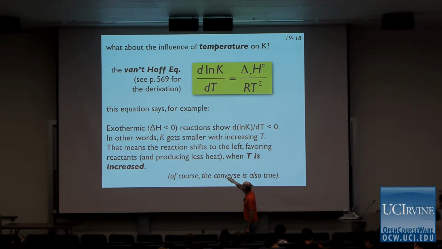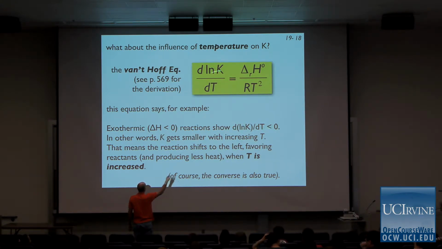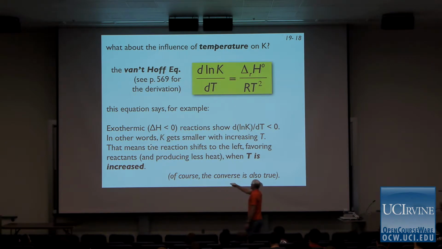But basically, if a reaction is exothermic, in other words, delta H for the reaction is less than 0, the reaction will show d log K over dT of less than 0, according to this equation. In other words, K will get smaller with increasing T. In other words, the reaction will shift to the left, favoring reactants when T is increased.